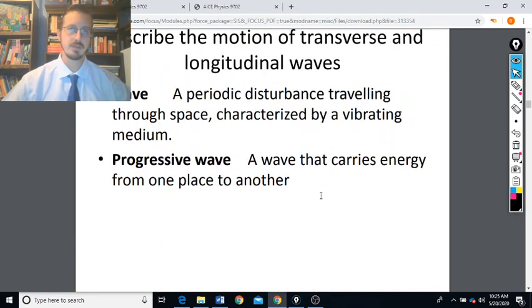All right, describe the motion of transverse and longitudinal waves. Remember that a wave could be thought of as a periodic disturbance traveling through space characterized by a vibrating medium. And a progressive wave is a wave that carries energy from one place to another. And really, we can distinguish that from a stationary wave or a standing wave, as a standing wave does not transfer energy from one place to another. All the energy is sort of within the wave.